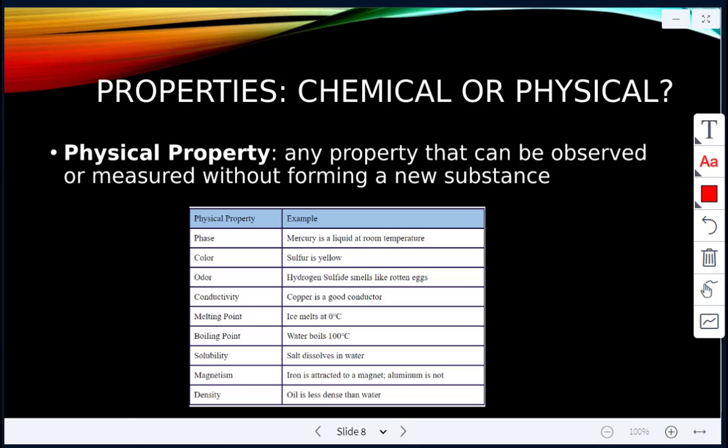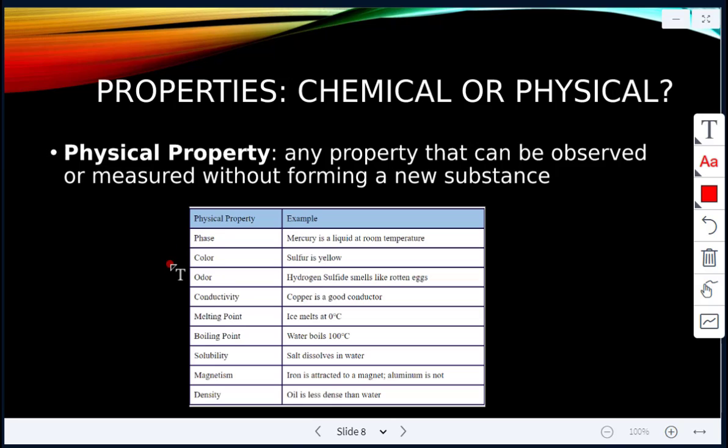All right, so continuing with properties, chemical or physical. A physical property is any property that can be observed or measured without forming a new substance. Examples here: phase, for example, mercury is a liquid. That's its phase at room temperature. Color, if you've ever seen sulfur, sulfur is yellow.